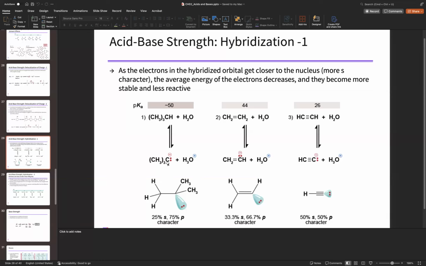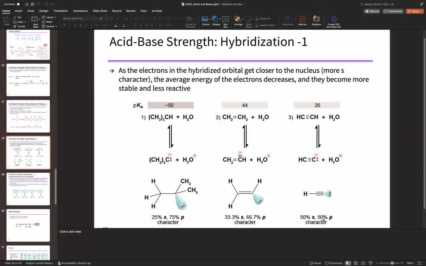So what does it mean to have sp3 hybridization? It means there is 25% S and 75% P. Remember that, because it's made up of 1 S and 3 P's. That means we are taking 25% S character and the other 75% is P character. When it's sp2, that means there is 1 S and 2 P's, a total of three different orbitals. And so 33.3% is S and 66.7% is P. And finally, if there is just an S and a P, then both are combined 50-50.